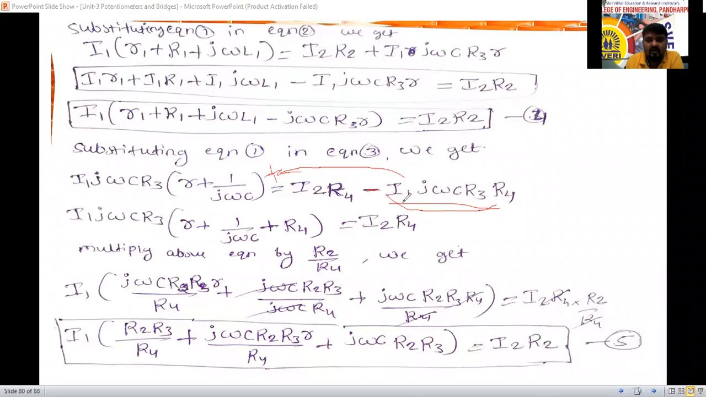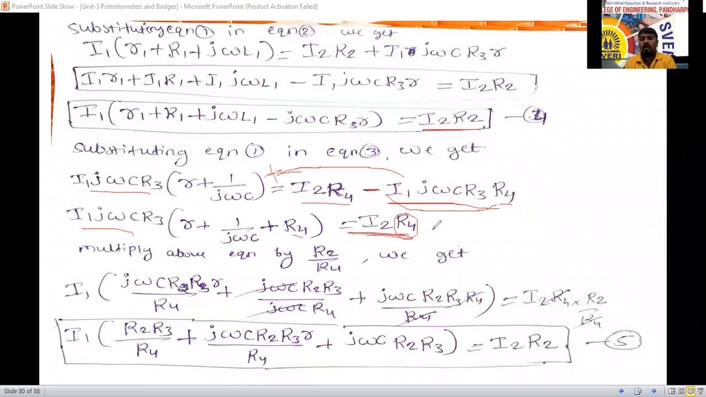Okay. Here also I1 j omega c R3 is there, here also I1 j omega c R3 is there. When I send it to the LHS side, I will take this one common here. So R plus j omega c, plus the R4 term will be left over there, plus R4 term I am going to give here, and equal to I2 R4 I am going to leave here. In equation number 4, I2 R2 is there. Here I2 R4 is there.